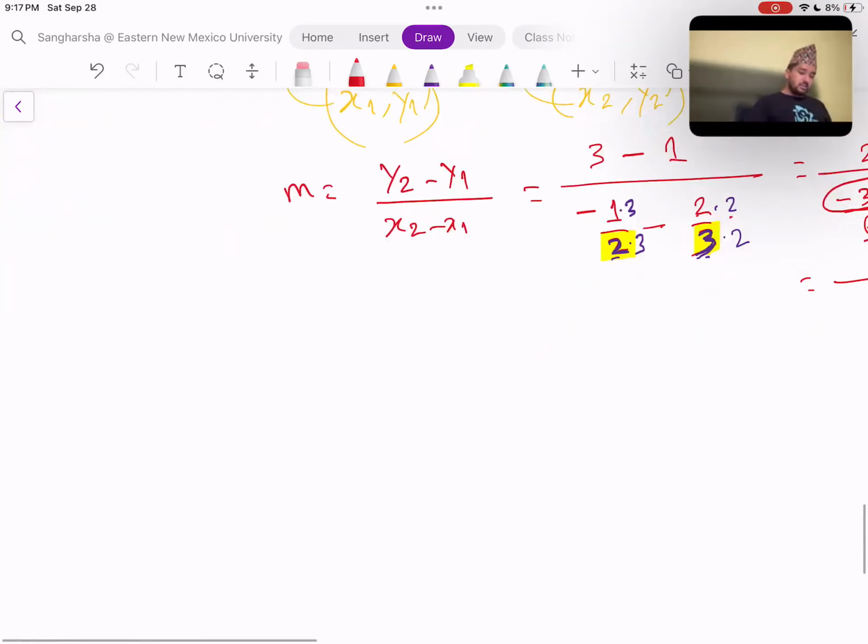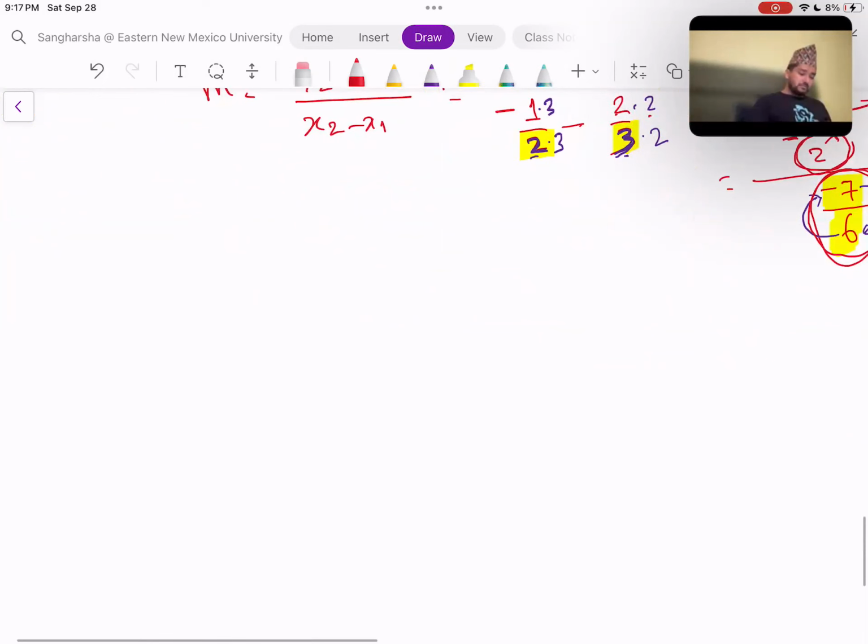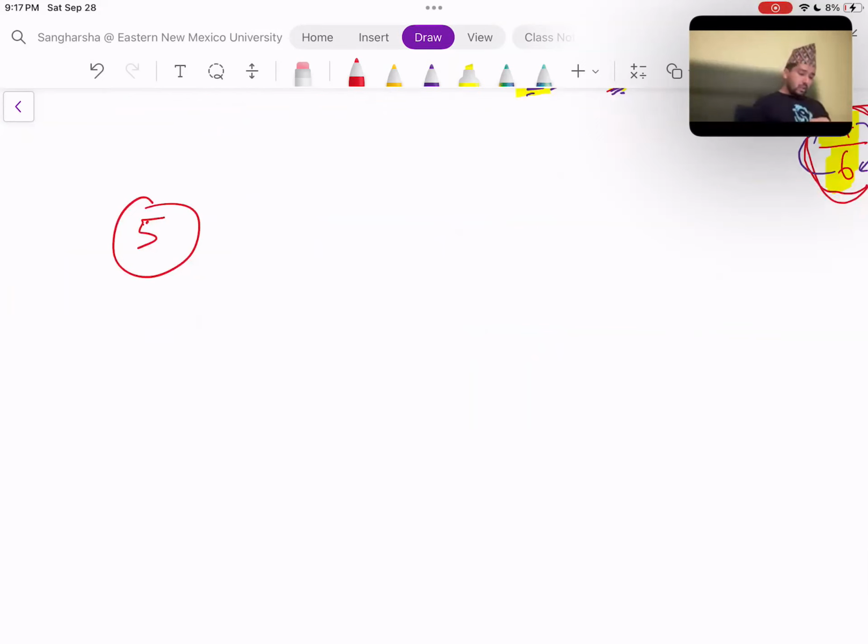Okay, now in number 5, we need to find an equation of the line with the given properties. Number 5, passing through the point (4, -1), and with a slope of -2. So we need to find the equation of a line, okay? And this line passes through a point (4, -1). Let's say this point is (4, -1).